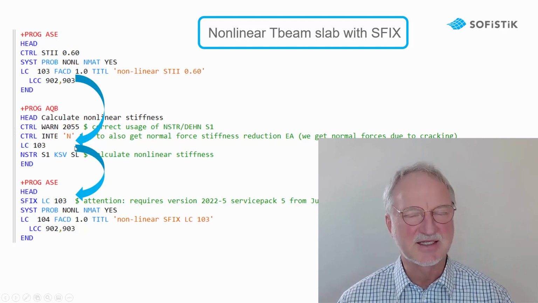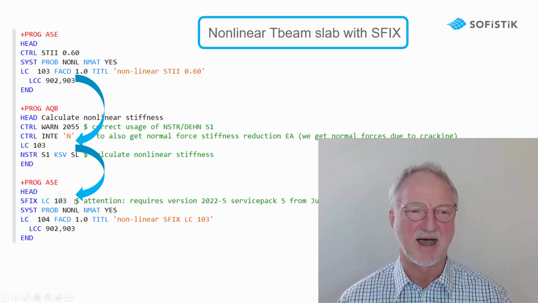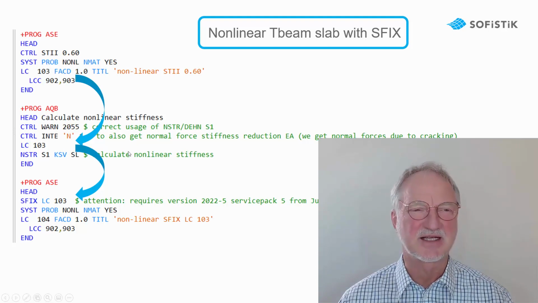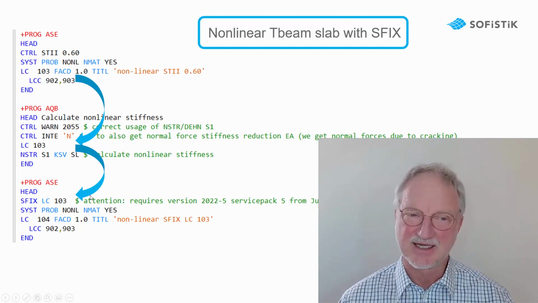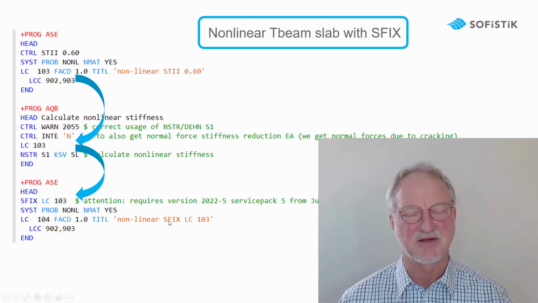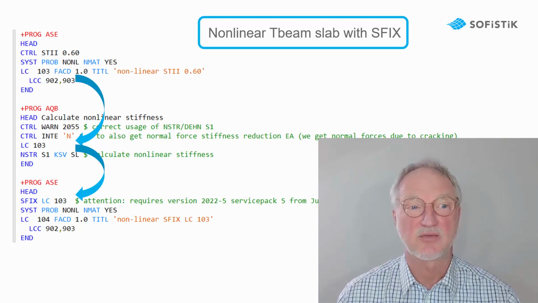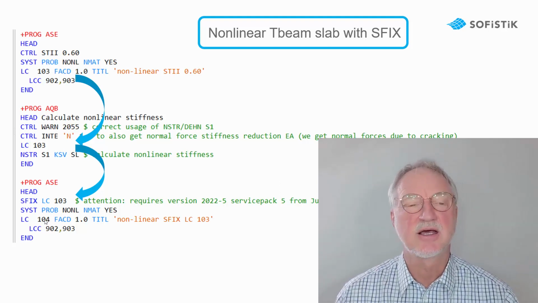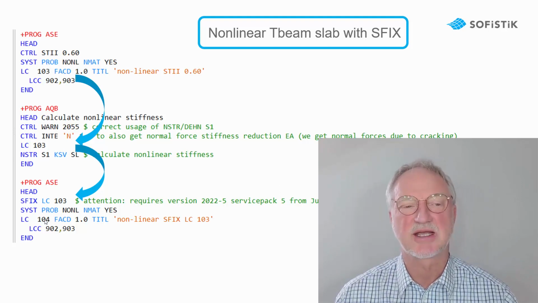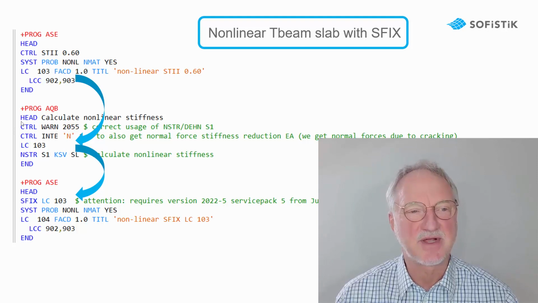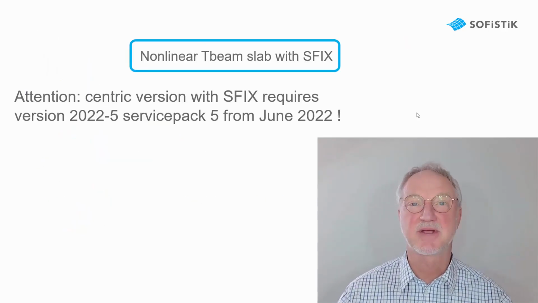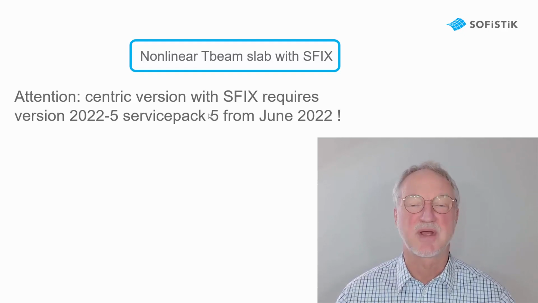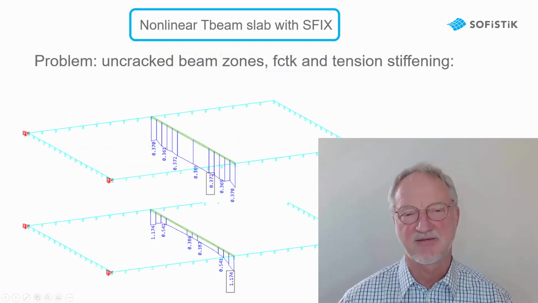And this stiffness we can now use in the following ASE with the command SFIX LC103, take the nonlinear stiffness of AQB for a next analysis, nonlinear, using the nonlinear beam stiffness. Please notice that in the ASE we do not have an NSTRS1 input. So in this ASE, the stiffness is not updated automatically for the beams, but is taken as a fixed stiffness from the AQB run. As we inserted some new features, please take into account that this is only possible with Service Pack 5 from June 22. Now let's have a look at some results.